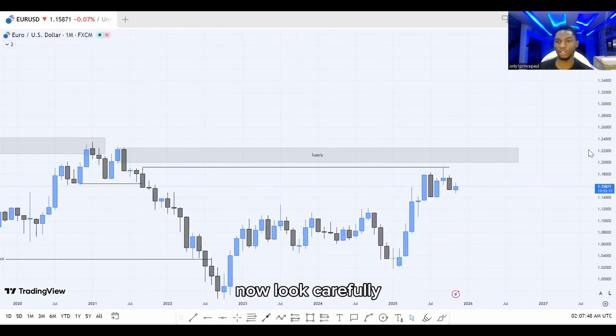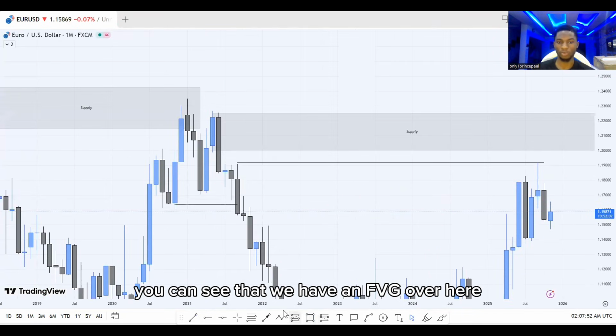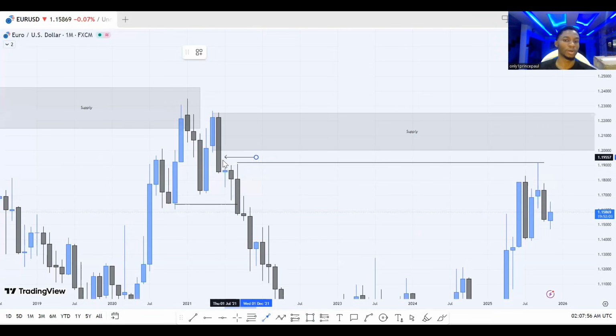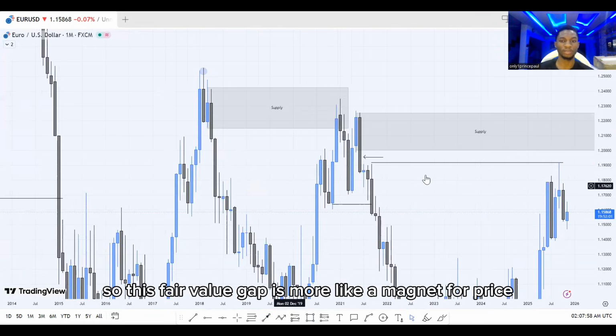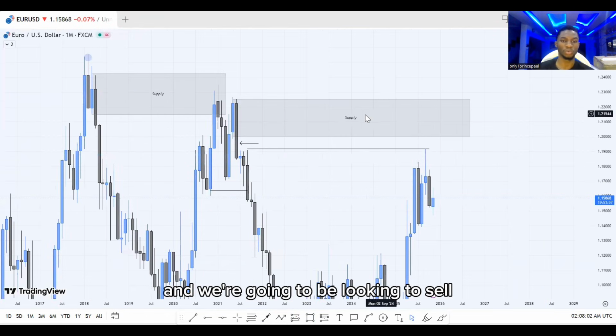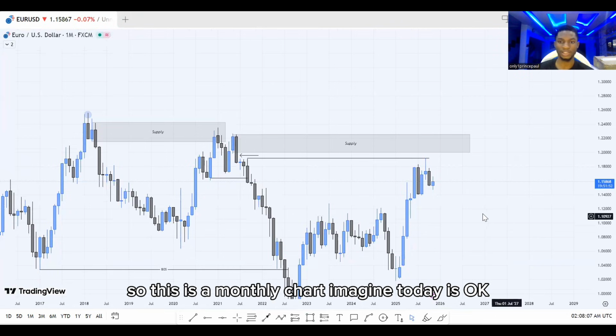Now look carefully. You can see that we have an FVG over here. An FVG is simply a fair value gap. I have a fair value gap over here. So this fair value gap is more like a magnet price, and we're going to be looking to sell from the supply zone. So this is a monthly chart.